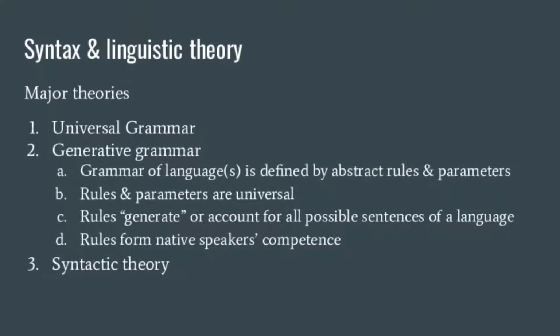The related theory, we talked about generative grammar, and it kind of overlaps with universal grammar. It's kind of a related theory. The grammar of all languages and language in general is defined by certain abstract rules and parameters. These are universal rules and parameters. They exist in all languages, and the rules generate, that is, they explain or account for all the possible sentences that a person could say in the language. It will explain what's possible to say in the language and what's not possible to say in the language.